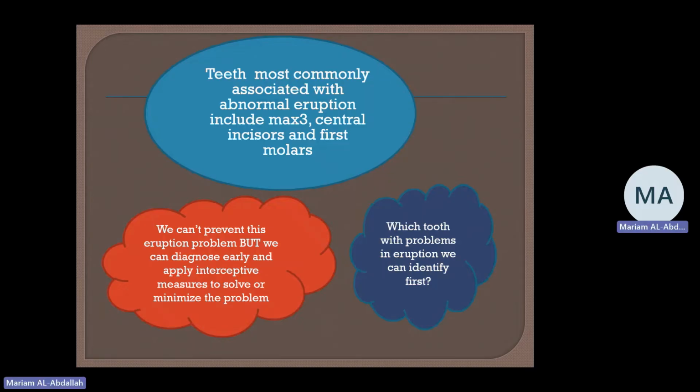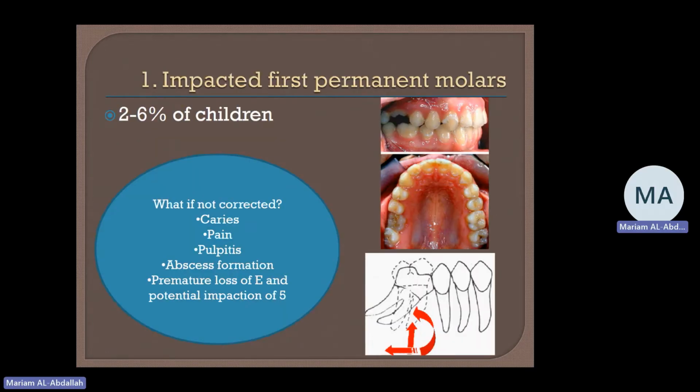And after 10 is the proper time for management, or if there were any problems for such a tooth. So this is early, really. We're talking about between 6 and 10 years of age, we can detect the problem of delayed eruption for these teeth. So starting with the first tooth that we can early diagnose, which is the first permanent molars.